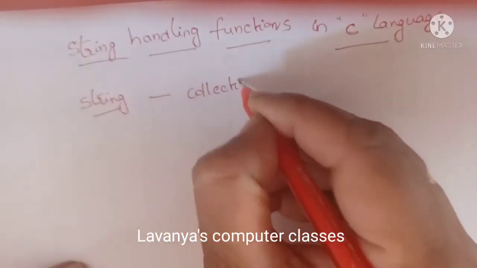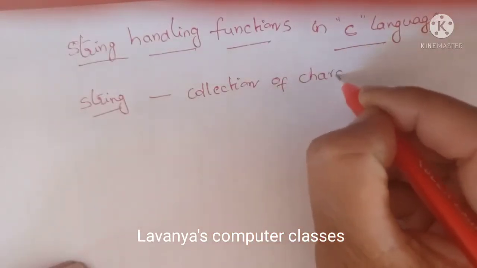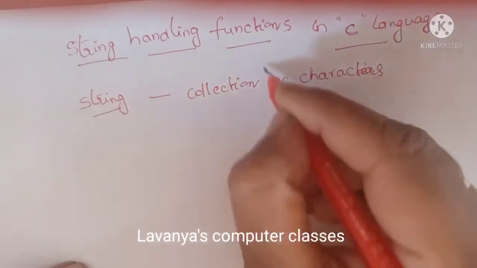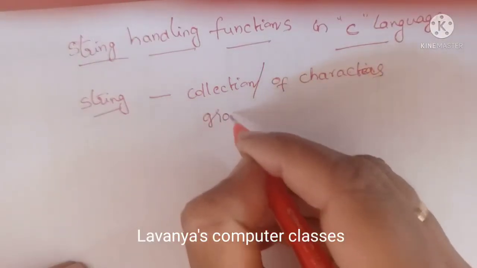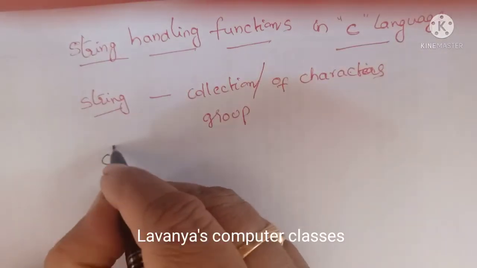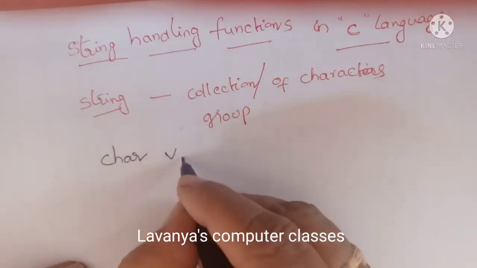So what is a string? A string is a collection of characters. A group of characters is known as a string. So how can you define a string? In C language there is no specific data type for defining a string. For defining a string also we have to use one data type, that is char, the character data type only.